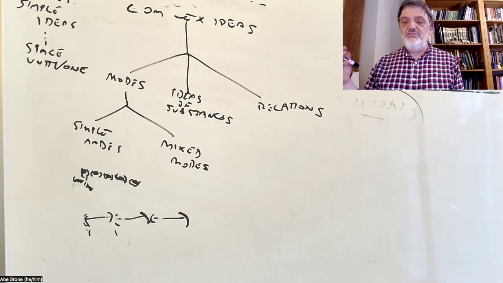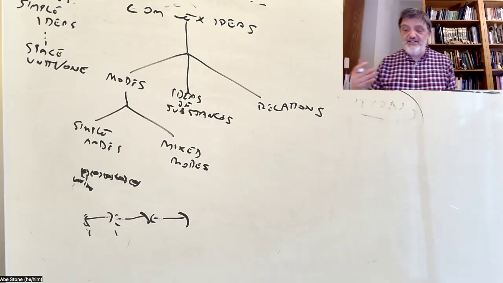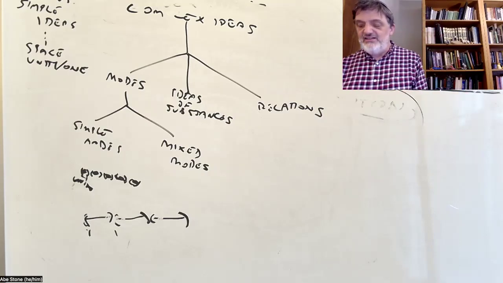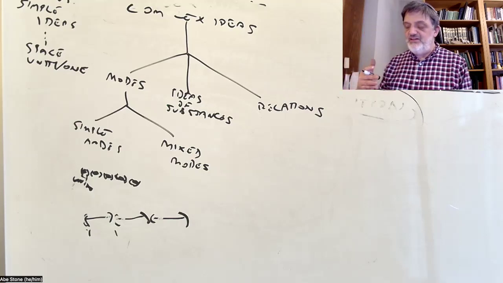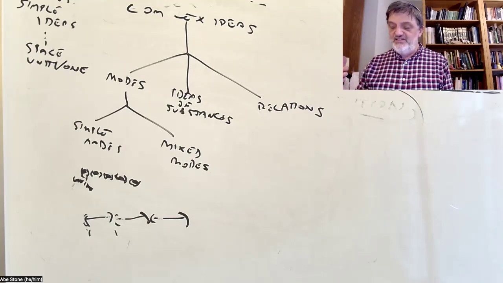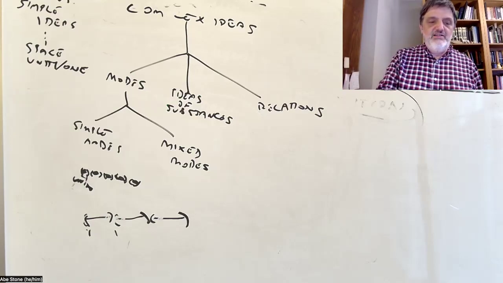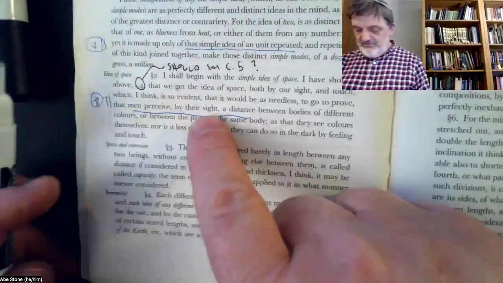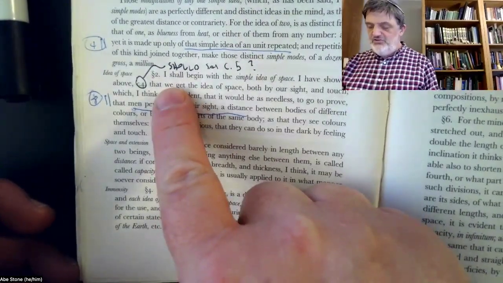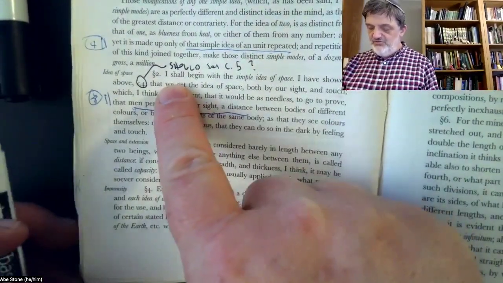Wait, so is there a simple idea of space? Yes. I mean, there's definitely a simple idea of space, right? The section on space starts by talking about the simple idea of space. Actually, I'll go back. It's the same paragraph I was just reading. Book 2, chapter 13, section 2, on page 162.